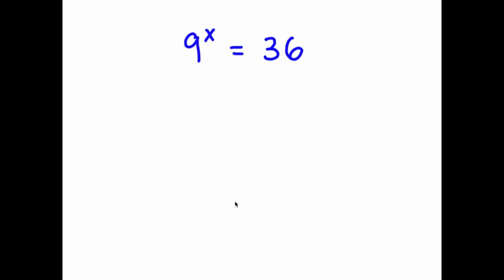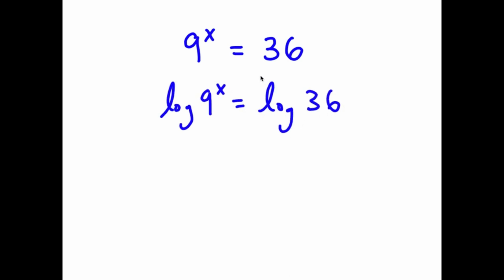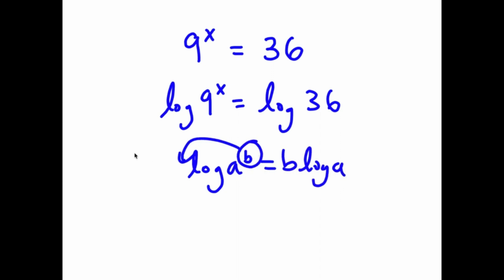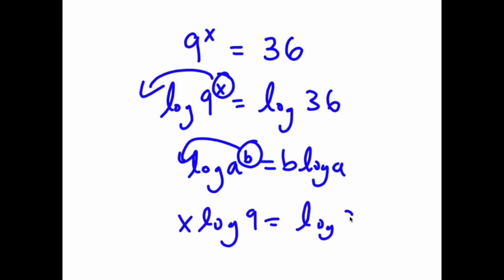Alright, so in this problem, I have 9 to the power of x is equal to 36. So to solve this, I'm going to first start by taking the log on both sides. So now I have log of 9 to the power of x is equal to log of 36. And if I have something in the form log a to the power of b, I can move this exponent b to the front. So now I have b times log a. So log 9 to the power of x, we move x to the front, so now I have x times log 9 is equal to log 36.